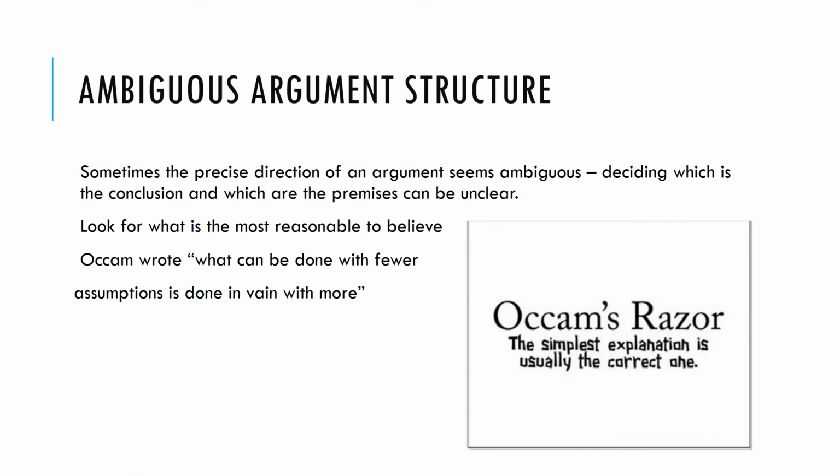Sometimes the precise direction of an argument seems ambiguous. Deciding which is the conclusion and which are the premises can be unclear. So look for what is the most reasonable thing to believe. The concept of Occam's razor, the simplest explanation is usually the correct one, will serve us well. Occam wrote, "What can be done with fewer assumptions is done in vain with more."